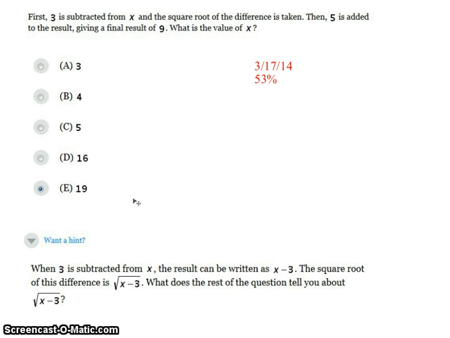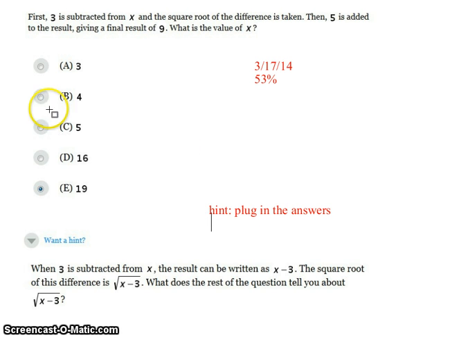While they have this hint below, their hint is, when 3 is subtracted from x, the result can be written as x minus 3. The square root of this difference is the square root of x minus 3. What does the rest of the question tell you? My hint would be pretty completely different here. It would be plug in the answers.